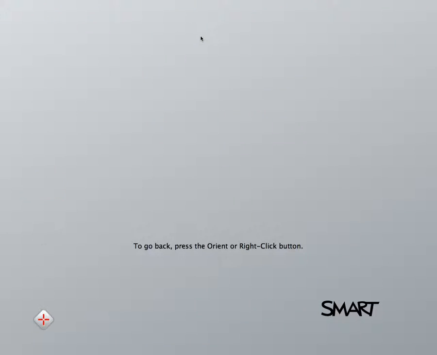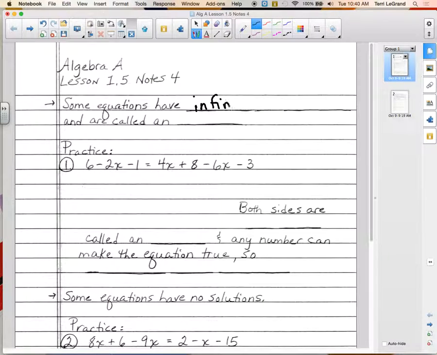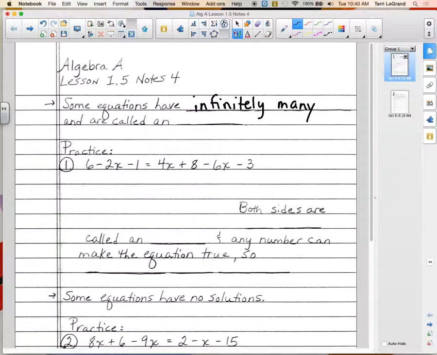So infinitely many solutions, and are called an identity. So we're first going to deal with what happens when we have infinitely many solutions.